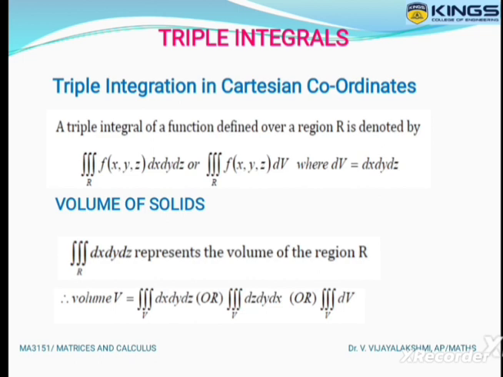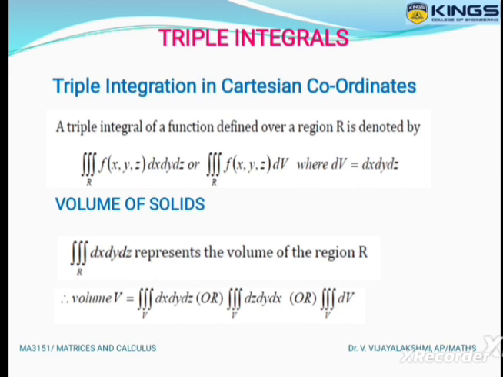A triple integral of a function defined over a region R is denoted by triple integral over R of f(x, y, z) dx dy dz. But this can also be written in another form, triple integral over R of f(x, y, z) dv, where dv equals dx dy dz. Next we will see volume of solids.